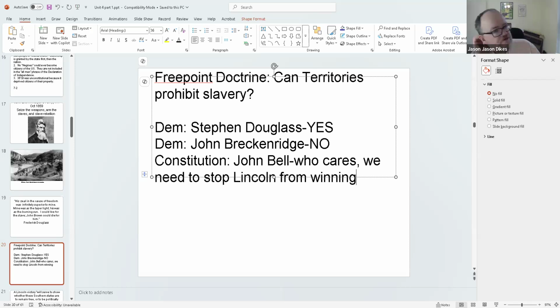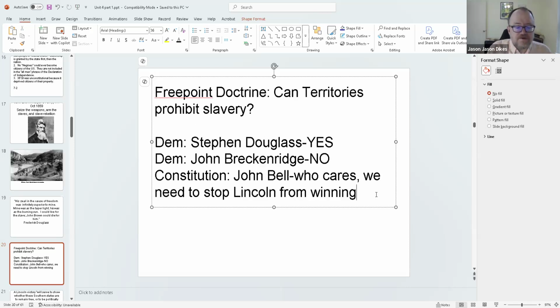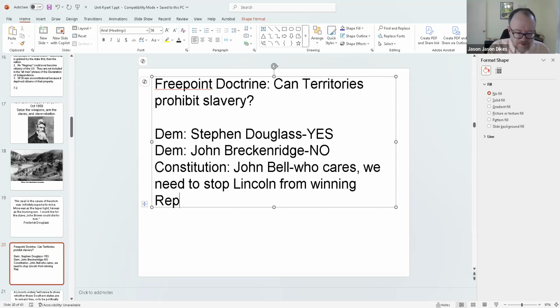They were hoping to prevent Lincoln from getting enough electoral votes to win. And that would have thrown the election to the House of Representatives, where maybe a compromise candidate could have been found. And then finally, the Republican candidate, Abraham Lincoln, who said, yes, territories could indeed prohibit slavery.